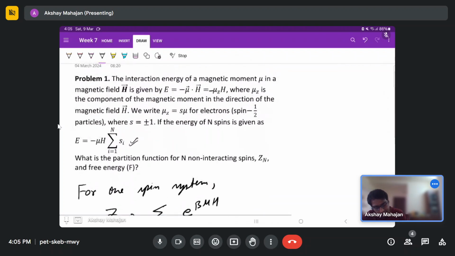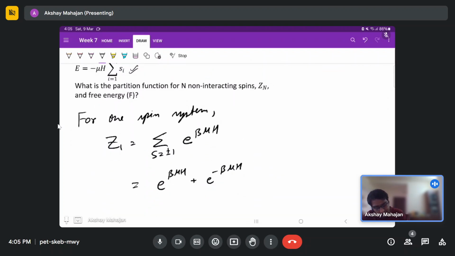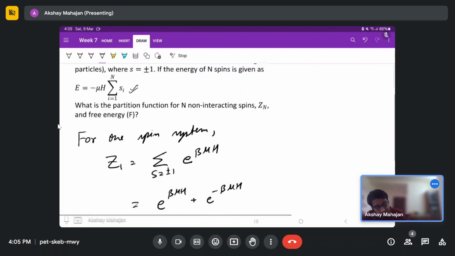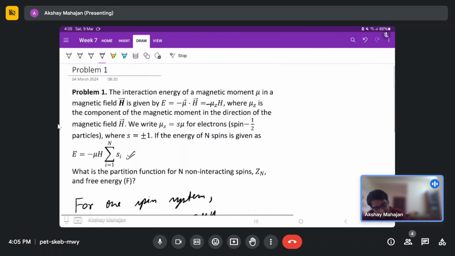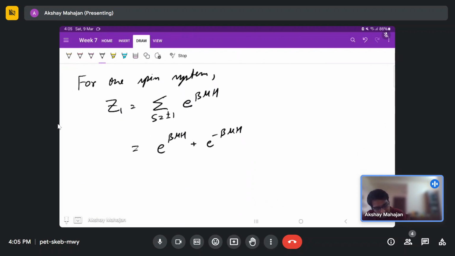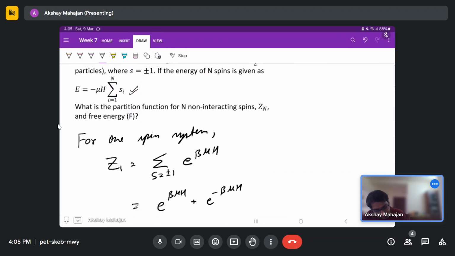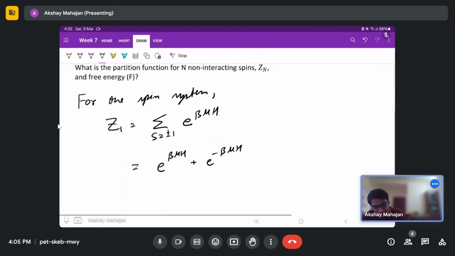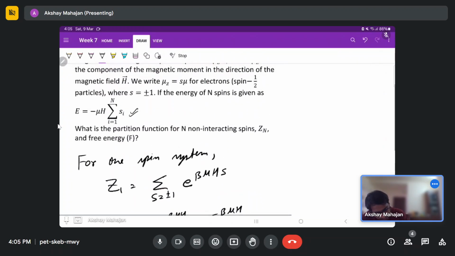Alright, that is e to the power, if you remember, the partition function is the summation of e to the power of minus E_i by k_B T, and E_i here is basically minus μ·h, which is given by plus or minus μ_z h. Sorry, I forgot the s.